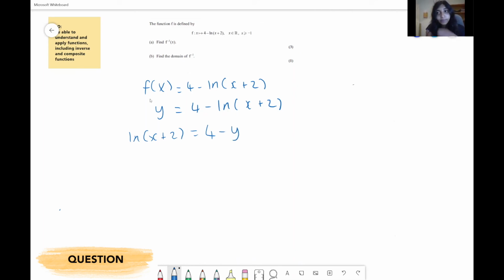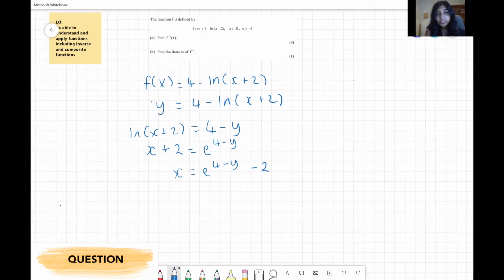And then we need to try to get rid of this ln. So to do this, we do e to the power of 4 minus y. So if you've forgotten how to manipulate ln and exponential functions, go back to that video. So it'll be e to the power of 4 minus y. And then you just do x is equal to e to the power of 4 minus y, minus 2.